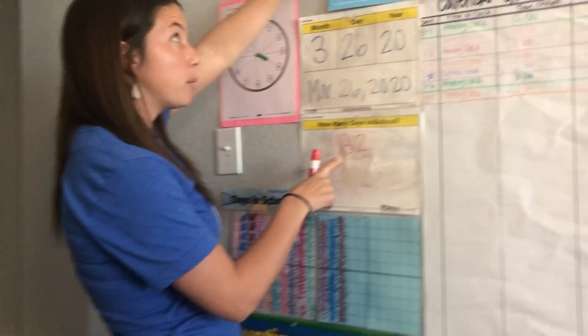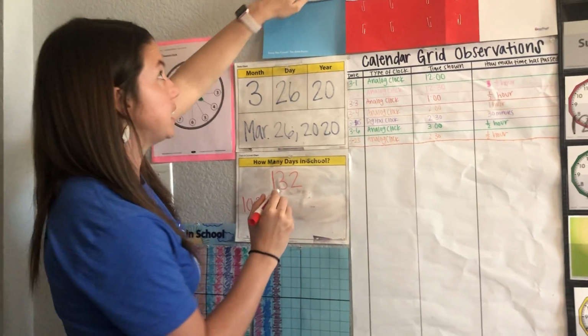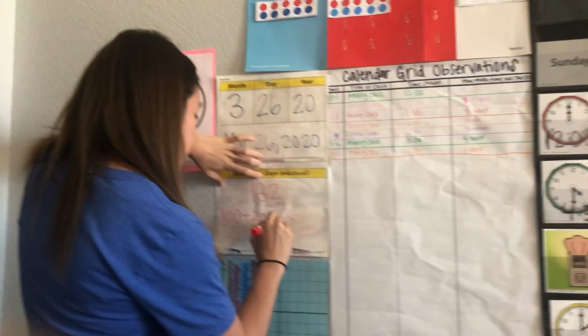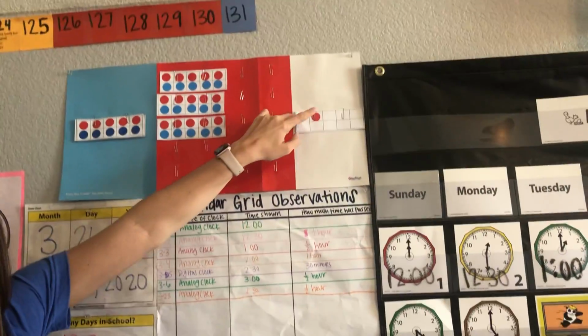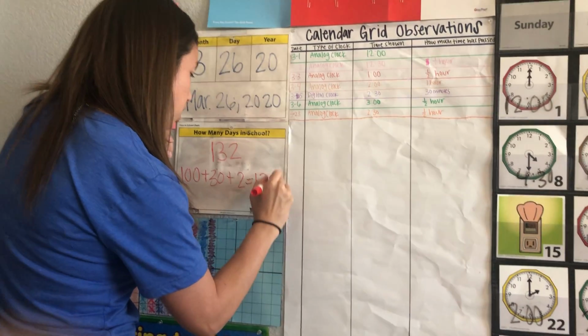So let's write this in expanded form. This 1 represents 100, so we're going to write 100 plus how many tens? 10, 20, 30, plus how many ones? 1, 2 equals 132.